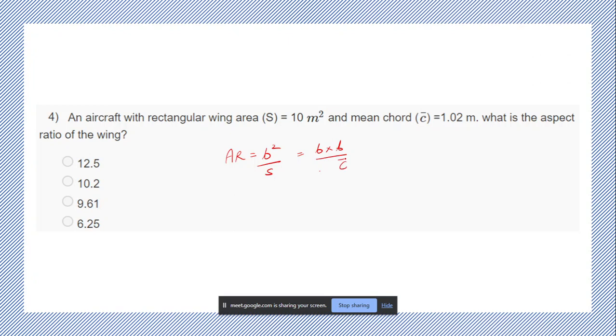Okay, so into the chord. What is the length here? B, right? So length is the span, B. So it boils down to B by C bar. Now the values we have are S and C bar. How do you obtain this from S and C bar? How do you find out?